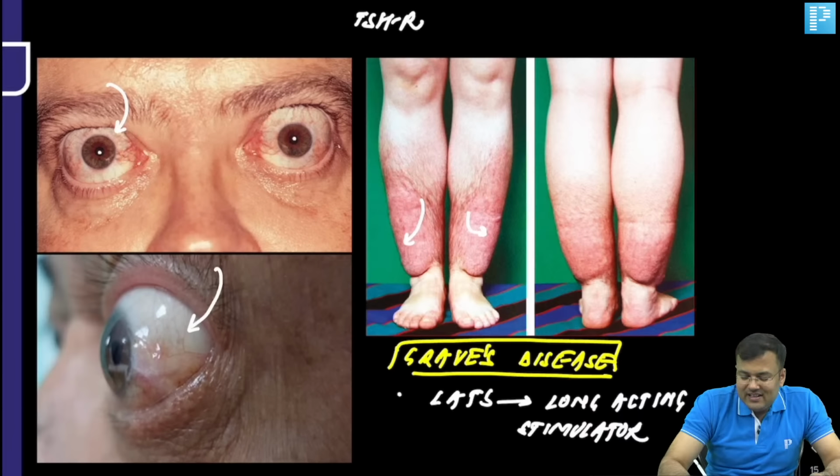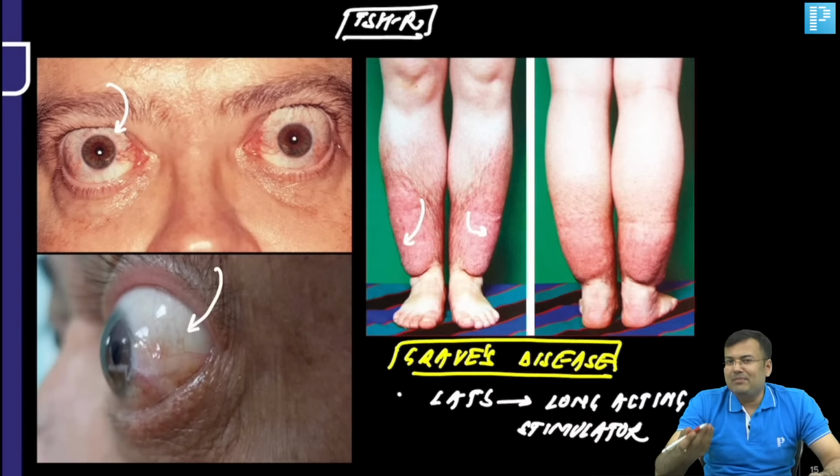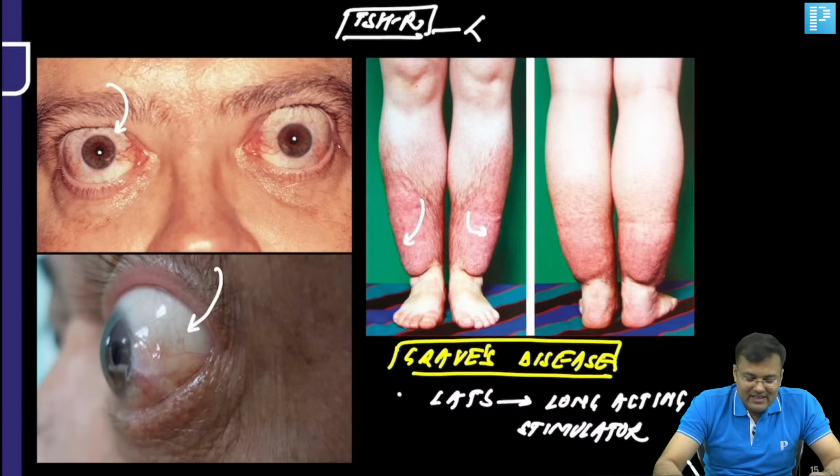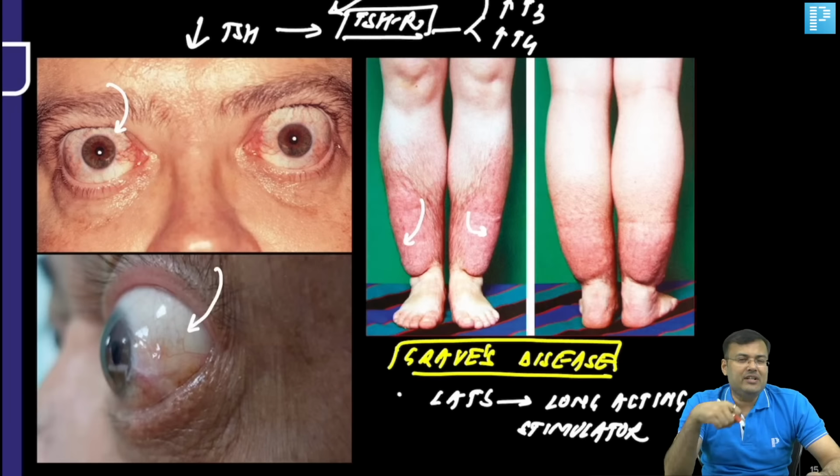So, this is against the TSH receptor, and if the TSH receptor is stimulated, obviously what will happen? There is increased T3, increased T4, and because of that there is feedback inhibition of TSH. So, decreased TSH. This was a question in NEET PG last year. So, this is Graves' disease.